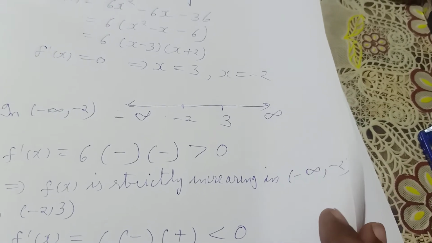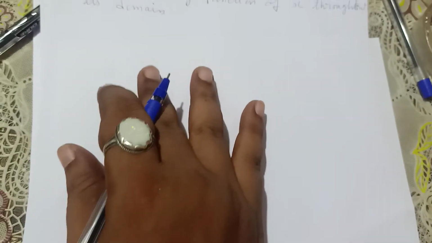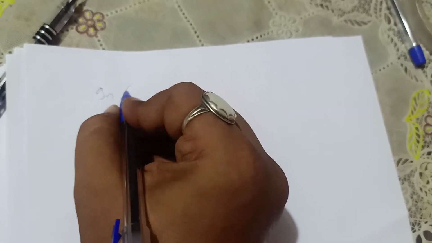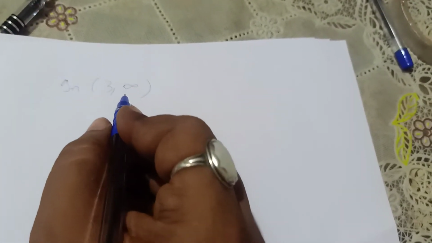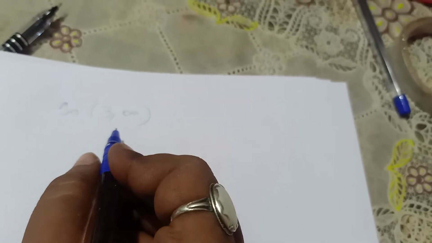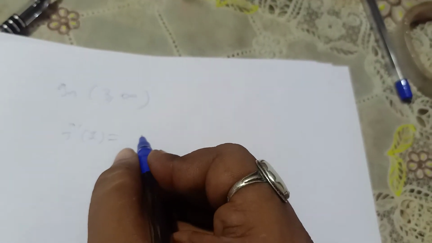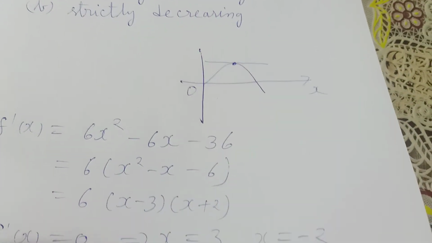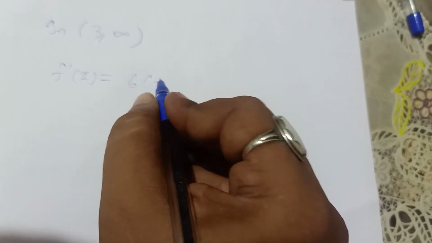Okay. Now in the next and last interval, 3 to infinity. Now if we take any point in this interval 3 to infinity, we may take 4. So what we will get, f dash x equals, first number was 6, a positive number. Then we have x minus 3 and x plus 2. So if we put 4 in x minus 3, we will get a positive quantity.